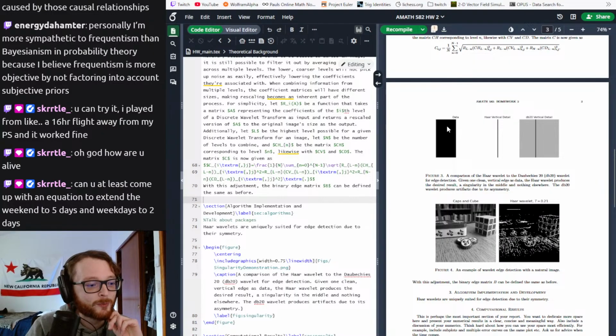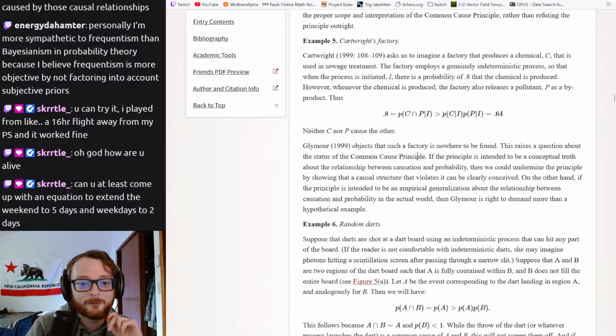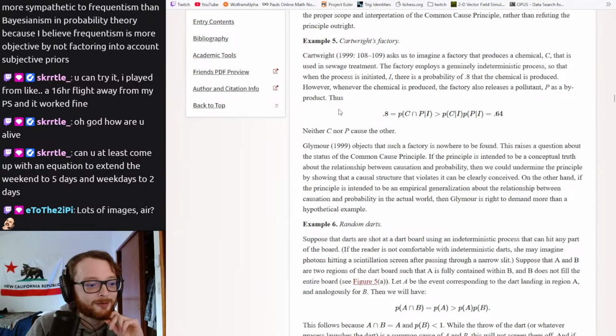It's an equation to extend the weekend to 5 days and weekdays to 2 days. Oh, well, that's a quick one. Just do weekend plus 3, weekdays minus 3. Problem is implementing it, I think.